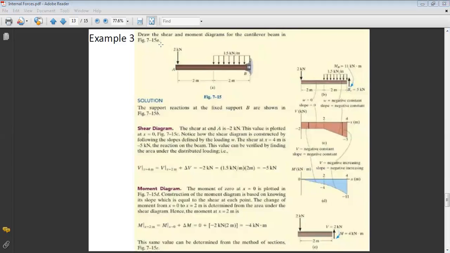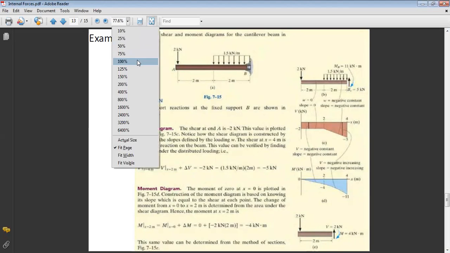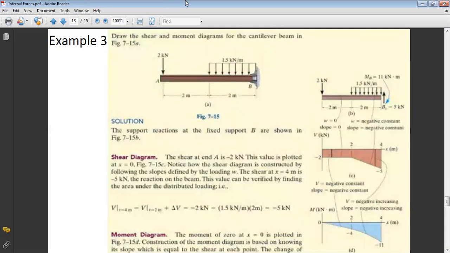So you have to draw the shear and moment diagrams for the following beam. Let me zoom it out a little bit. Okay, so here I want to draw shear and bending moment for this beam. So I want to draw how V is varying and how moment is varying.